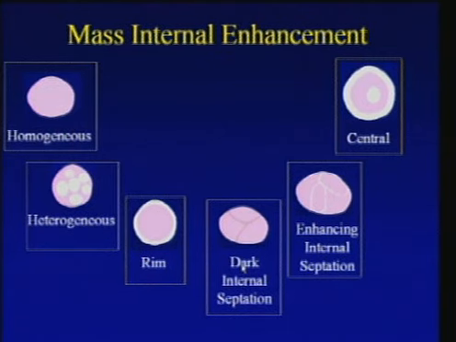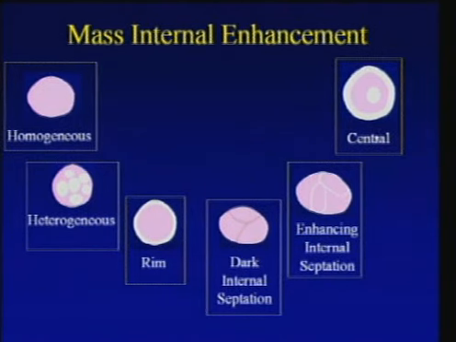Dark internal septations: overall the mass is homogeneously enhancing, but there are these little black lines which have enhanced less than the rest of the mass. This is sort of a classic appearance for a fibroadenoma. That's in distinction to this mass. Homogeneous enhancing, however, in this case these septations appear a little bit brighter than the rest of the breast tissue. Again, a rare sign, but really highly specific for malignancy.